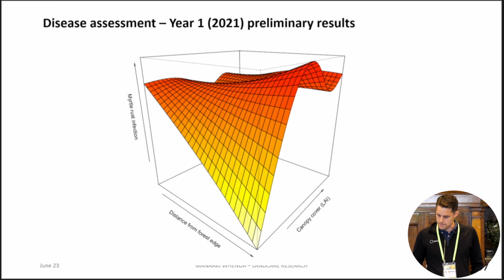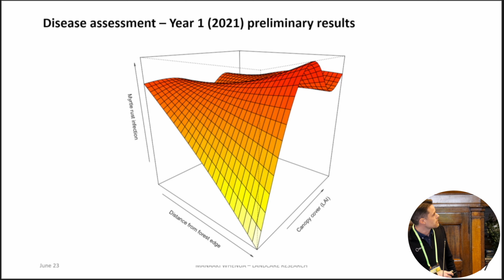And this is a bit of a horrendous plot, sorry, but we did find a relationship between disease severity and distance to forest edge, but what we did find was that it was mediated by canopy cover. So this is a modelled surface of an interaction between distance to forest edge and canopy cover, with myrtle rust infection on this y-axis here. The model starts getting a bit out of control at the top here, which I don't think is biologically reasonable. So I just tell people to imagine that part of it's flat. This is part of what we need to start teasing out with further analyses.